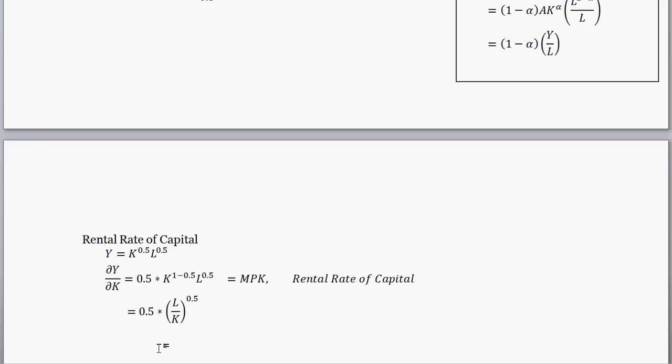So let's plug in our numbers. We're given actual numbers for labor and capital. Labor was 100, capital was 100, all raised to the 0.5, but 100 over 100 is just 1. So this whole thing is going to go away, and you're left with the marginal product of capital, which is equal to the rental rate of capital of 1/2 again. So the wage rate's 1/2, and the rental rate of capital is 1/2.